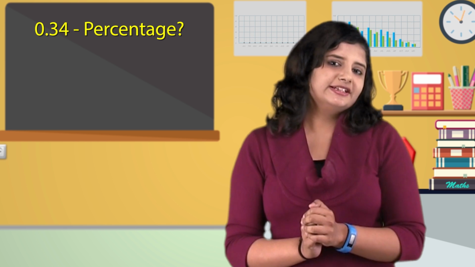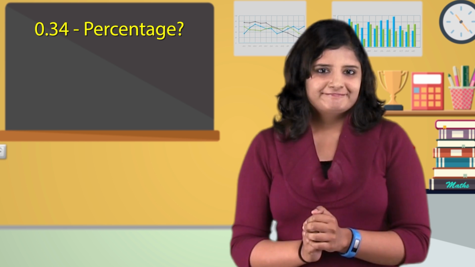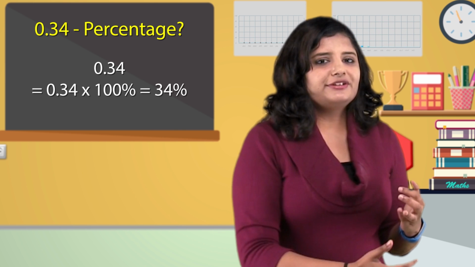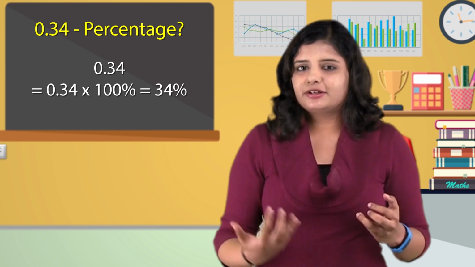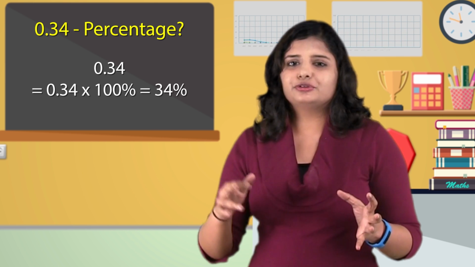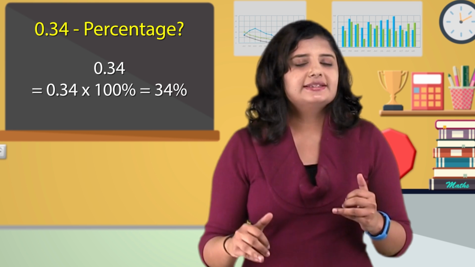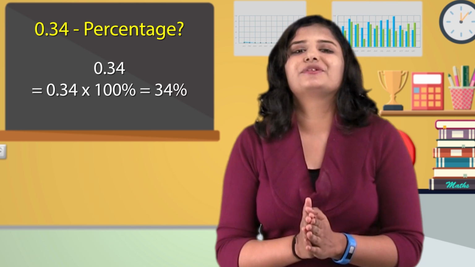So tell me, what is 0.34 as a percentage? So 0.34 is multiplying by 100%, that's 0.34 into 100%, which is 34%. Did you get the same thing? Very good. So today we learned what exactly percentages mean and how to convert them into fractions and decimals.